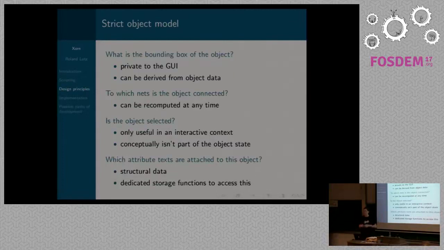Attribute texts are visual objects on their own in gEDA. So it makes sense to have them as individual objects and keep some track of the structural data. So there are dedicated libxorn storage functions for looking up all attributes attached to one object, for example.